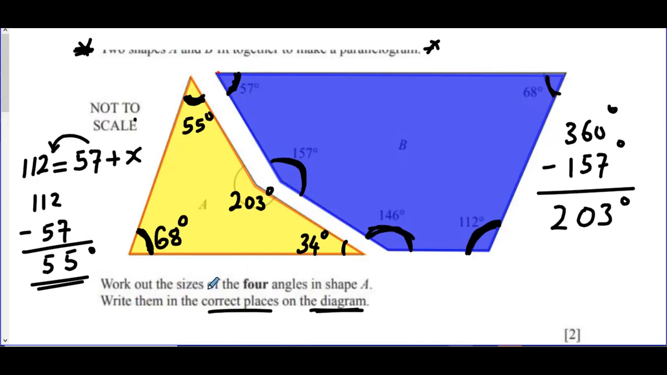So work out the sizes of the four angles. The four angles are 55 degrees, 68, 203, and lastly 34. These are the four angles: one, two, three, four. Those are the four angles, and you need to write them on this shape A. All right?